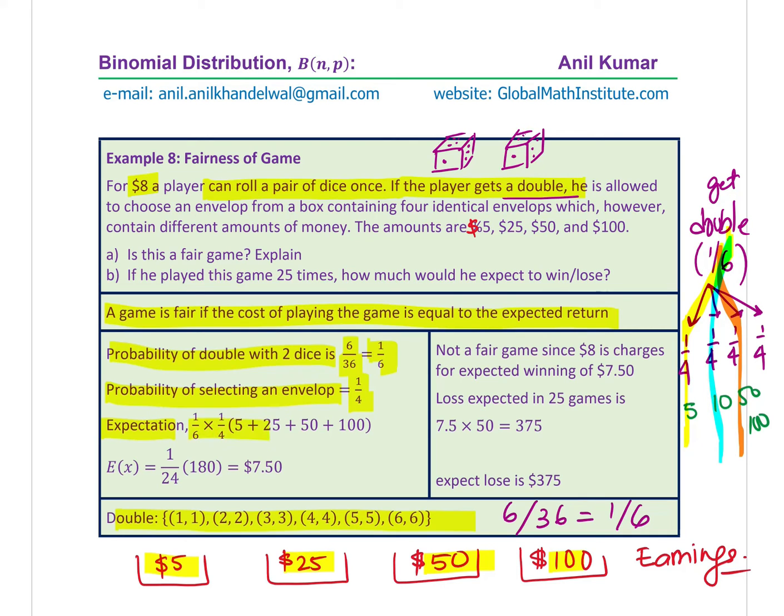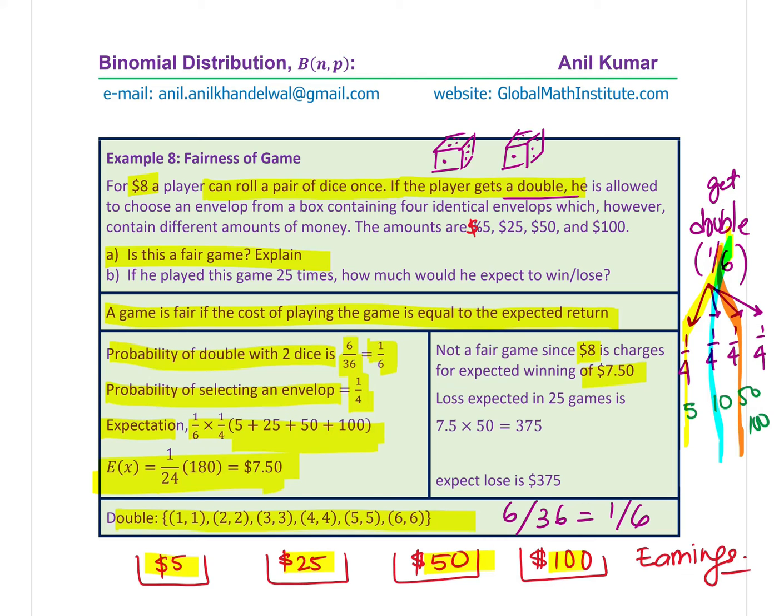And so this is what I've written here. The common factor is 1/6 times 1/4. And these are the values which are there in the envelopes. When you add them up and multiply by 1 over 24, you get the expected value of $7.50. Correct? So $7.50 is the expected value for this particular game. Now, the first part is: is the game fair? You are paying $8 for this game and you are expecting only $7.50. Clearly, it is not a fair game. You're bound to lose 50 cents each time you play the game, right? That is what it is.